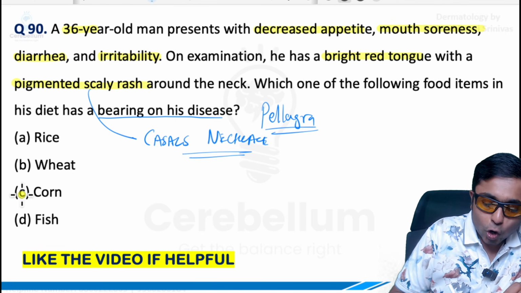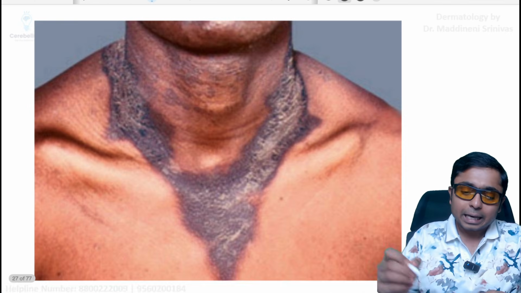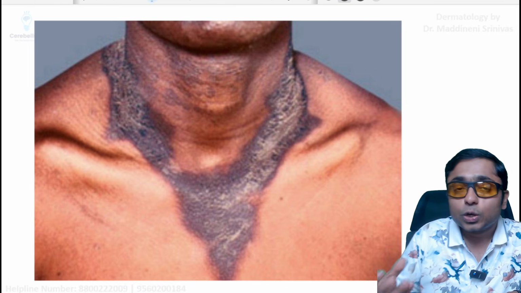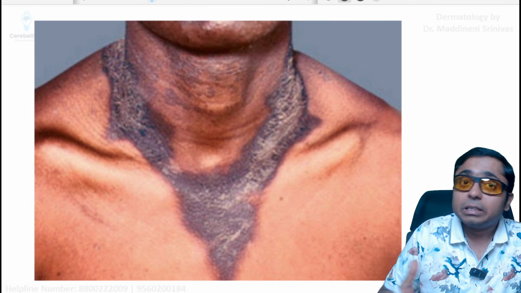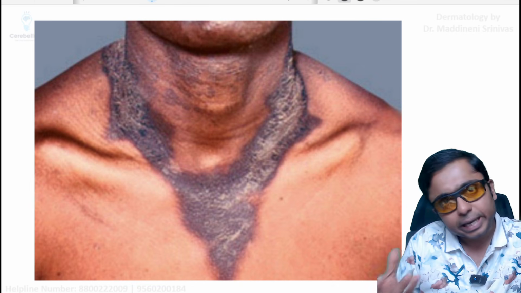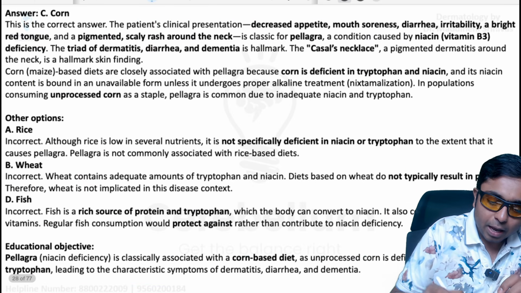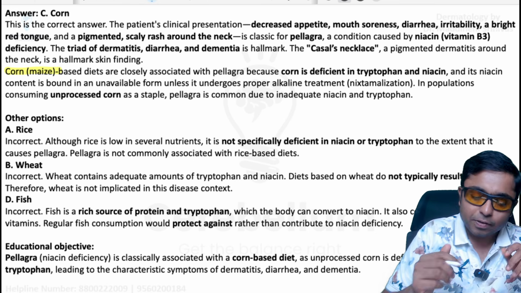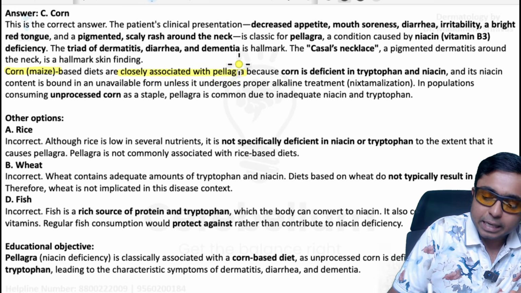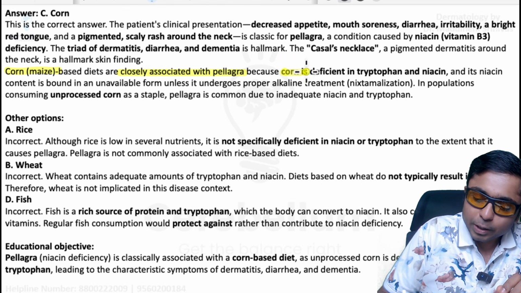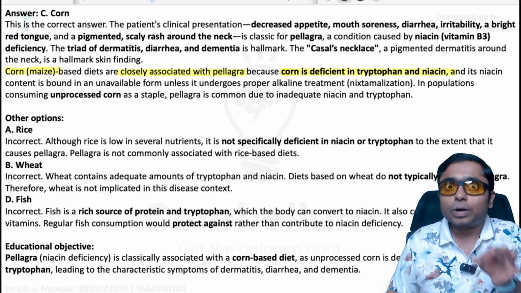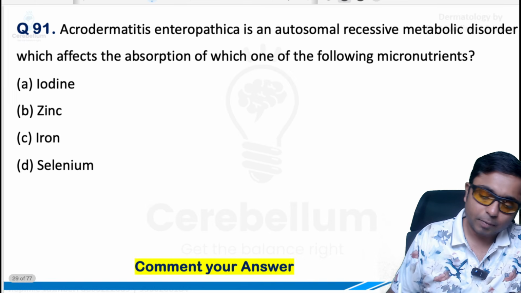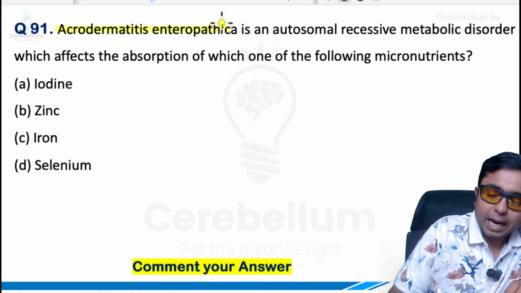Yes, it is corn. So remember, this is Casal's necklace, which is a pigmented scaly rash present due to photodermatitis, which is seen commonly in vitamin B3 or niacin deficiency, called pellagra. And what is the basic problem? Corn, another name for maize, is closely associated with pellagra. What is the reason? Because corn is deficient in tryptophan and also niacin, which is going to produce pellagra. Right?